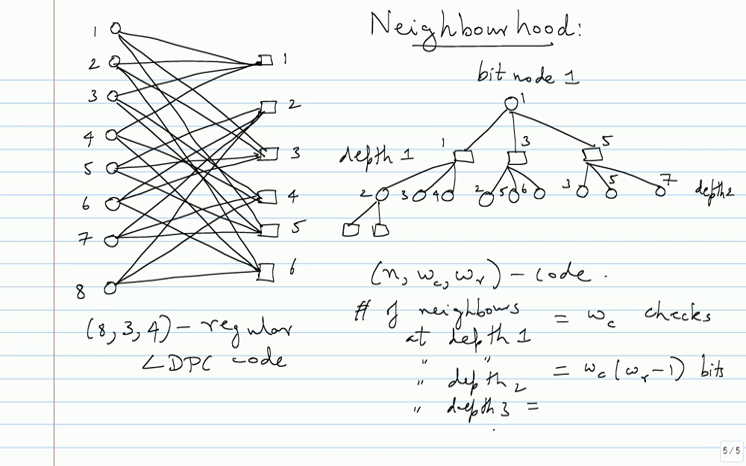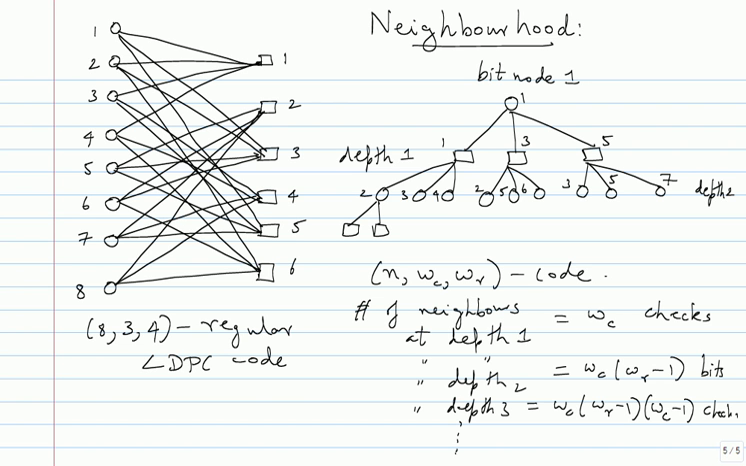If at all, down below, you get a repetition, it's okay. So do that. You will get WC times WR minus 1 times WC minus 1 checks. So you can keep on doing this computation. Maybe you can write down a general formula for depth L as well. For a regular code, one can do it.